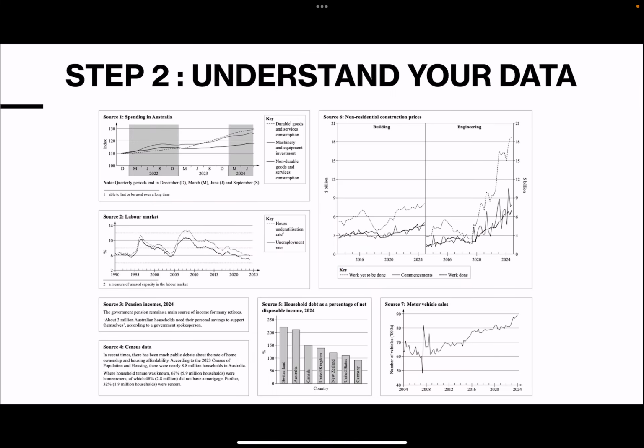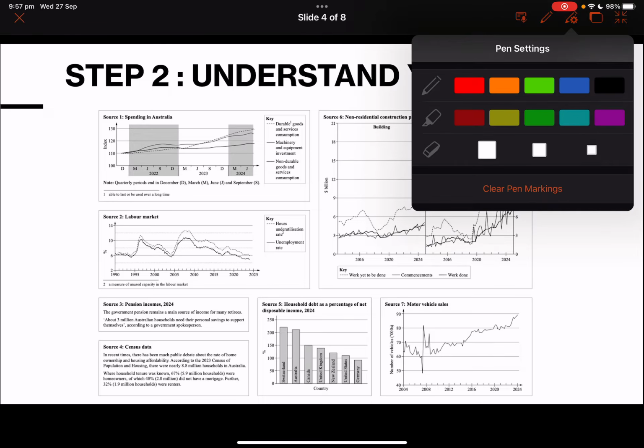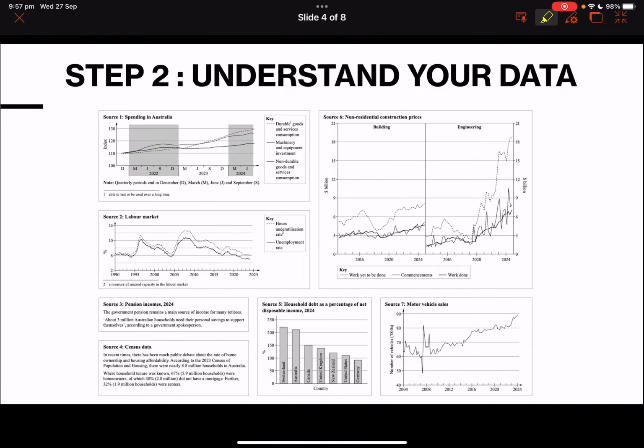Know your question. 2, know your data. I'm just going to change my pen here, hope to make it a bit easier for me. Okay, so know your data. I'm going to highlight a few things here. We're going to look at these in a bit more detail. But I'm just going to put a little highlight through source 1, spending in Australia, and source 7, motor vehicle sales. Both of these represent consumption. So all of a sudden we start to think about, well, consumption is an element of our aggregate demand formula. Okay, so we're looking at consumption here.